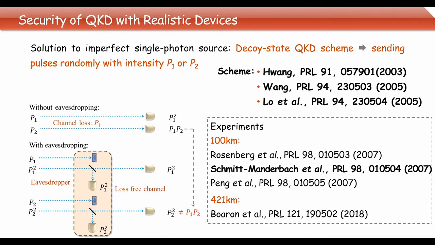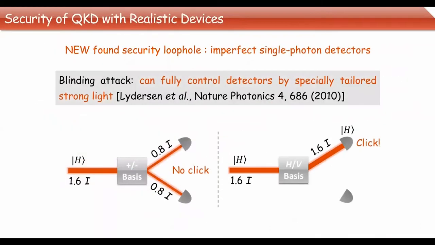And after this protocol, people could go to 100 kilometers, by NIST, Munich University, and our group in 2007. And recently, the distance for the decoy state can go to 421 kilometers, by the Geneva group. After that, people thought that the main problem in the photon source was solved, but then people considered the single photon detection, which is actually more complicated.